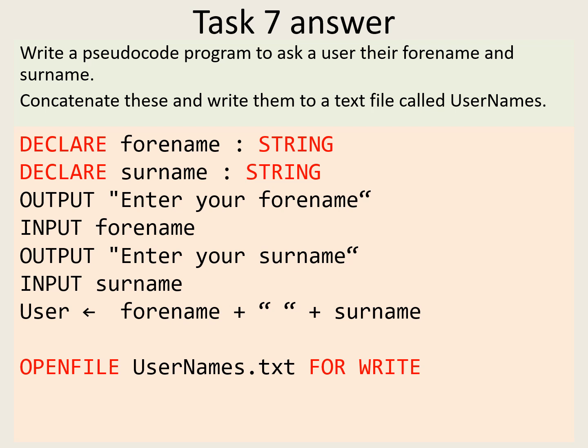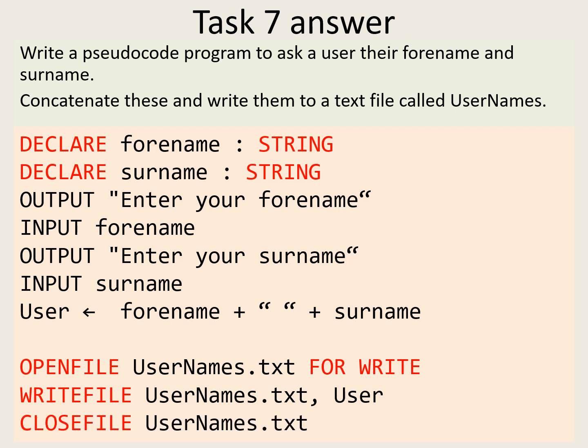And then we just need to write user to the text file. So let's open the text file usernames.txt in write mode, for write. Then we can use write file usernames.txt user. That's the variable that we're writing, so that's going to write that line of text to the text file. And what do we need to do? What's the last thing we need to do? Absolutely correct, we need to close the file.